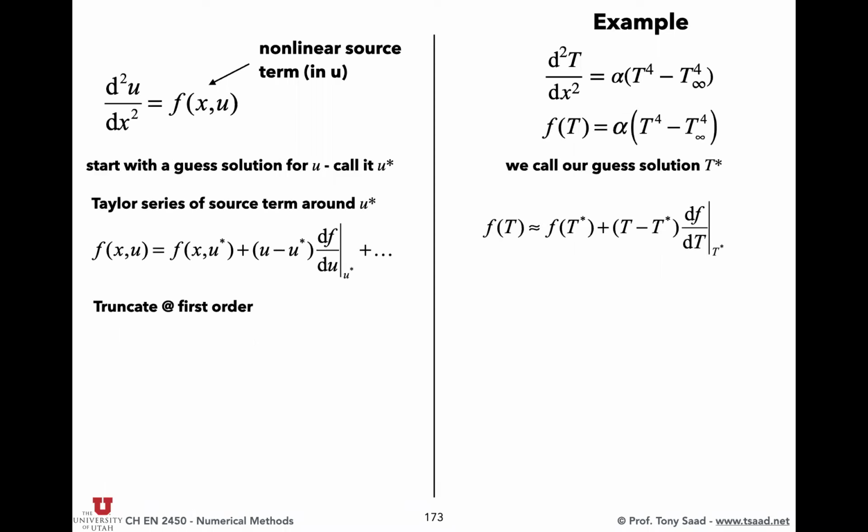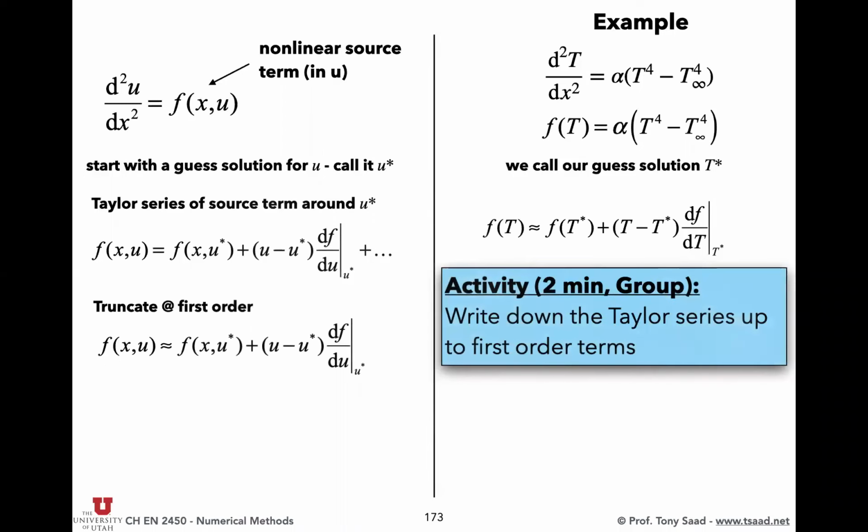Now we write the Taylor series, we're going to truncate at first order. So we're going to keep the 0th order term and the term that has the first derivative. So those are the first terms that we're going to keep, like we did with Newton's method. And this gives us your first activity. Now I want you to write down the Taylor series for f of T for our specific example. Our example is f of T is alpha times T to the 4th minus T infinity to the 4th. So go ahead and write the first two terms in the Taylor series, or up to first order. Okay, you got 2 minutes.